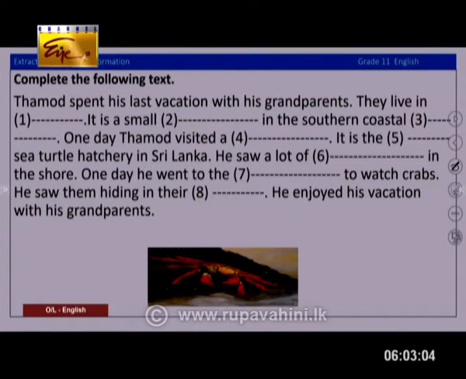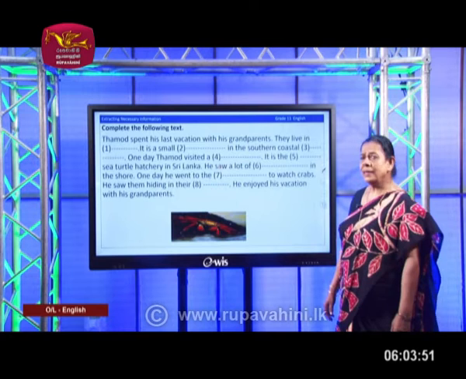Tamod spent his last vacation with his grandparents. They live in blank. It is a small blank in the southern coastal blank. One day, Tamod visited a blank. It is the, again a blank, sea turtle hatchery in Sri Lanka. He saw a lot of blank in the shore. One day, he went to the, again blank, to watch crabs. He saw them hiding in their blank. He enjoyed his vacation with his grandparents. Right, children? So you can read the paragraph again.